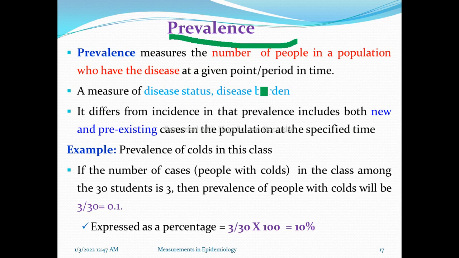It differs from incidence because prevalence includes both new and pre-existing cases in the population at a specified time, whereas incidence includes only new cases.